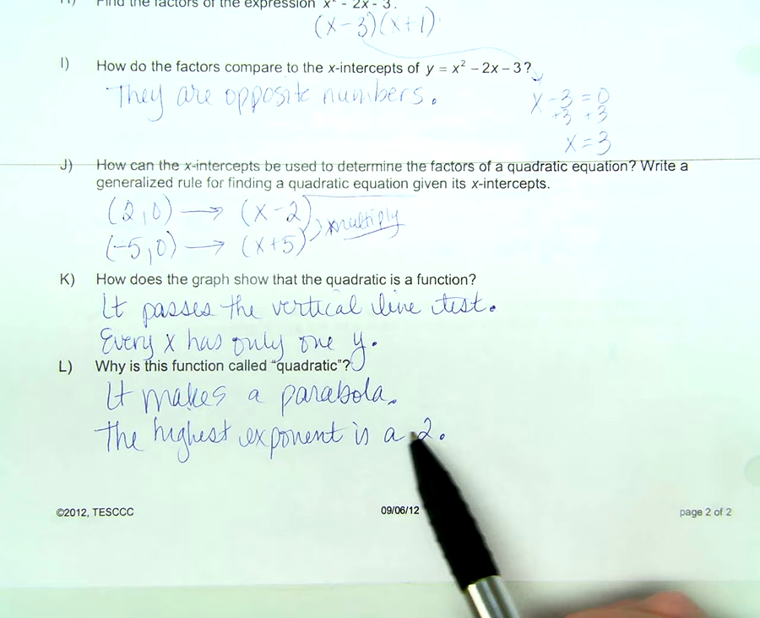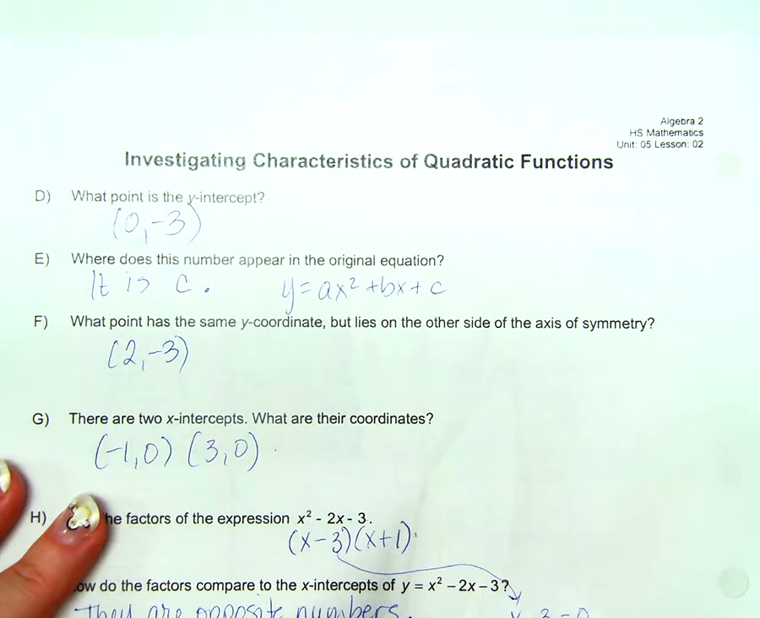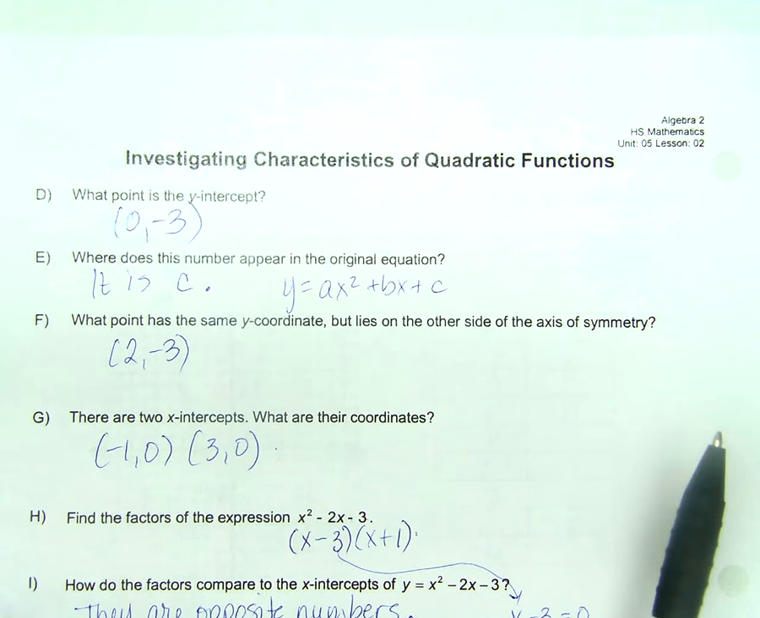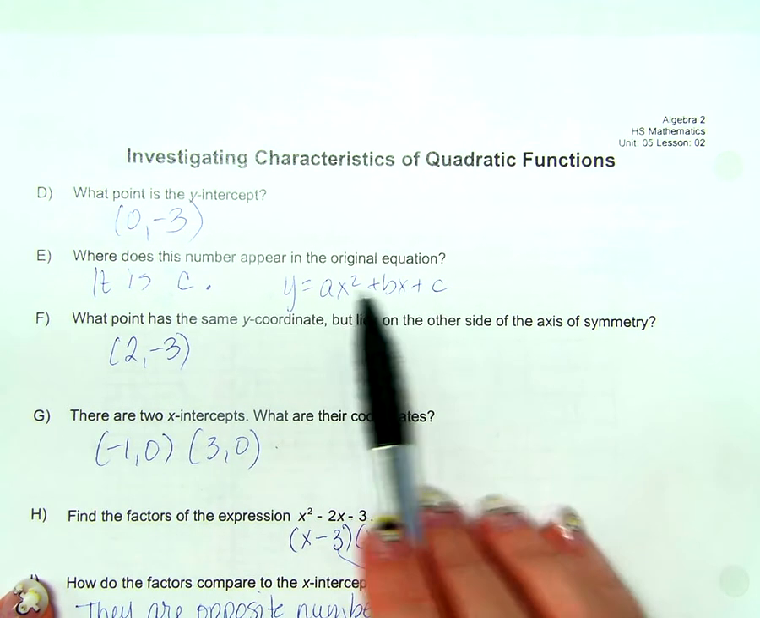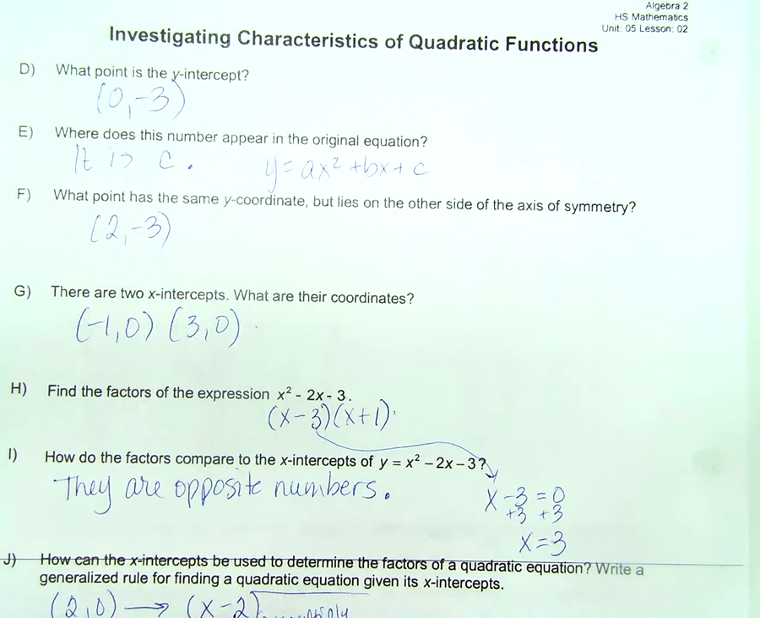Anything bigger than that, if this was a cubed, if it was a 3 or a 4 or a 5, that is not quadratic anymore. Okay? It could have a squared in it, but if it has anything higher than a squared, that's not a quadratic anymore. Okay. Questions about that? Okay, go to the other worksheet real quick, please.